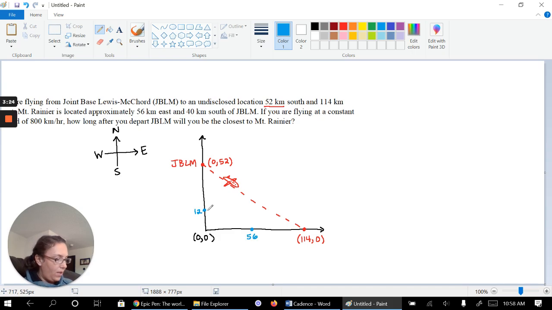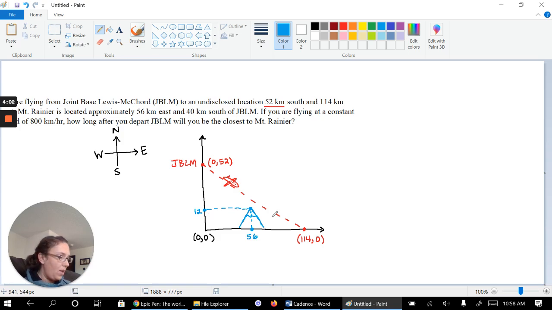So if I figure out where these two points intersect, it would be about right here. So I'm going to call that the tip of Mount Rainier. Okay, I'm just going to draw my mountain there. So that tip of Mount Rainier would be at the point 56, 12. That's according to how I've drawn it here. The 40 kilometers south is actually 12 on my graph because it's 40 units down from 52.